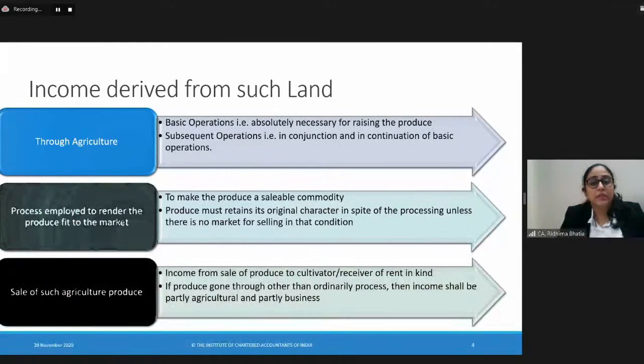Now, that agricultural income can be to the cultivator or can be to the receiver of rent in kind. Ma'am, what do you mean? One second.